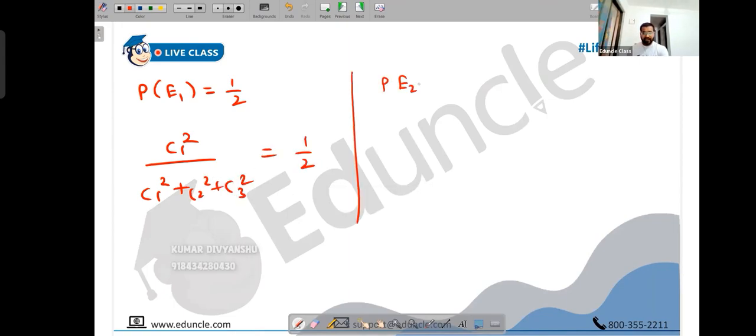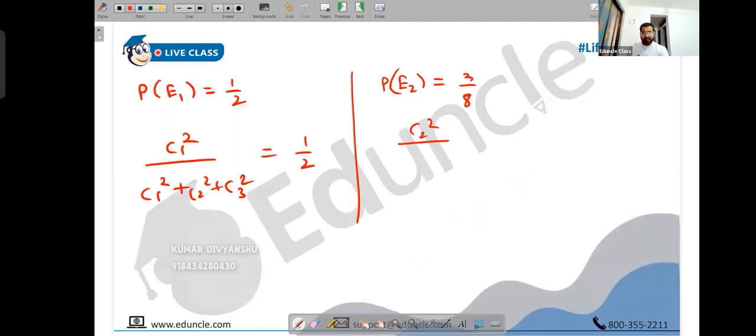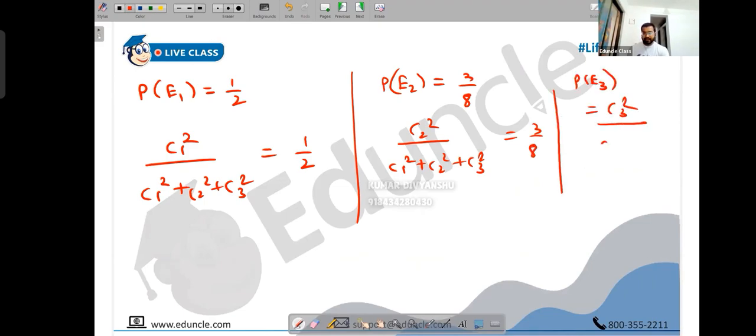If I calculate the probability of E2, which they have given us as 3 by 8, then it is C2 square upon C1 square plus C2 square plus C3 square. This is 3 by 8. And if I proceed with the probability of E3, then this is C3 square upon C1 square plus C2 square plus C3 square, which they have given us as 1 by 8. So obviously, if you add them, the denominators will cancel and the probability becomes 1. Probability of E1 plus probability of E2.